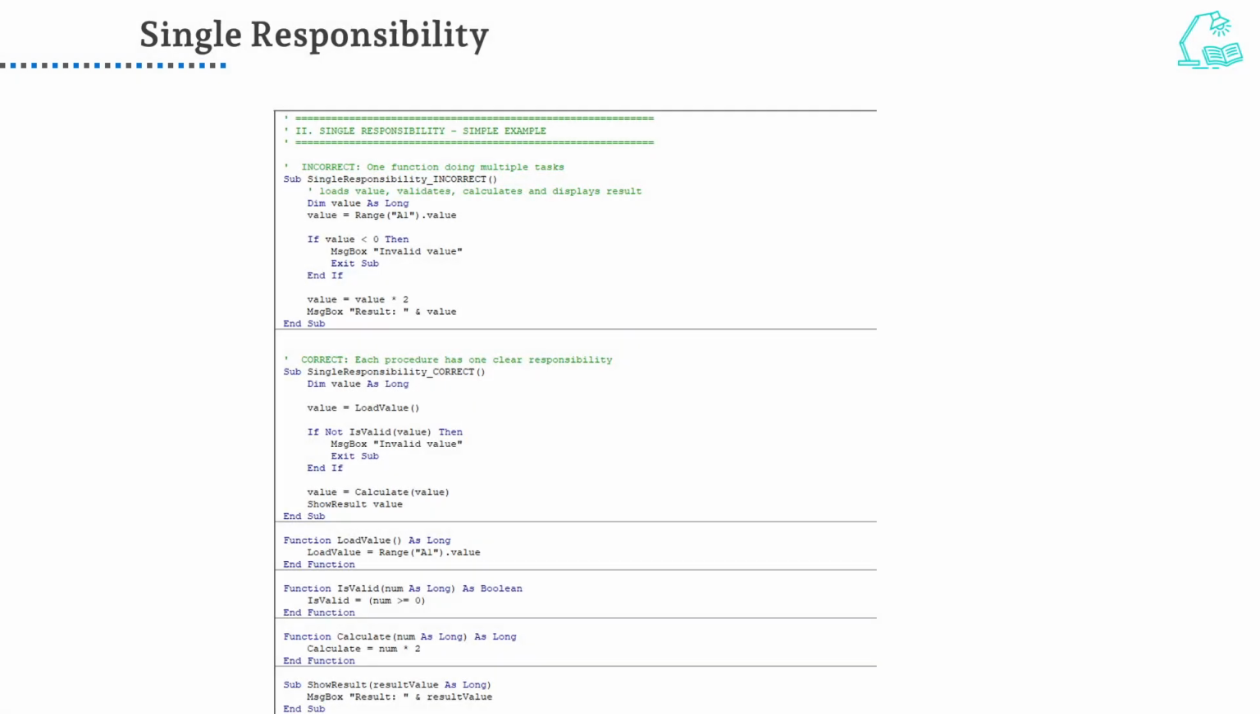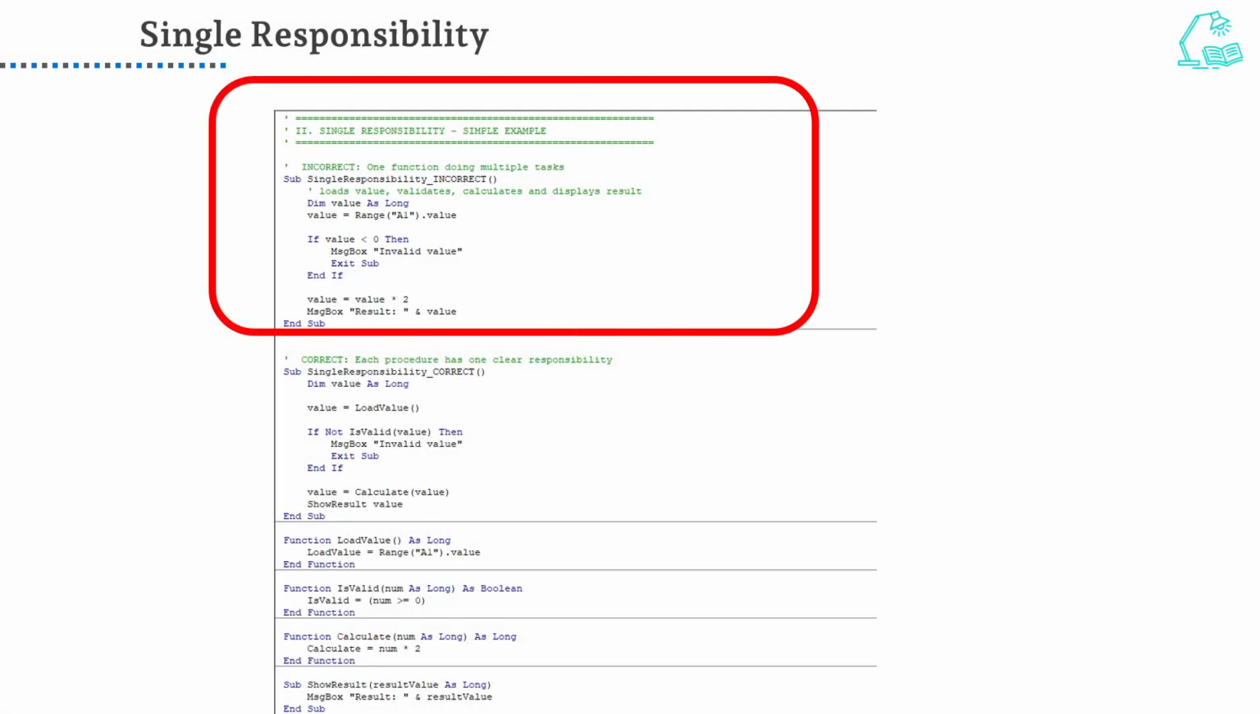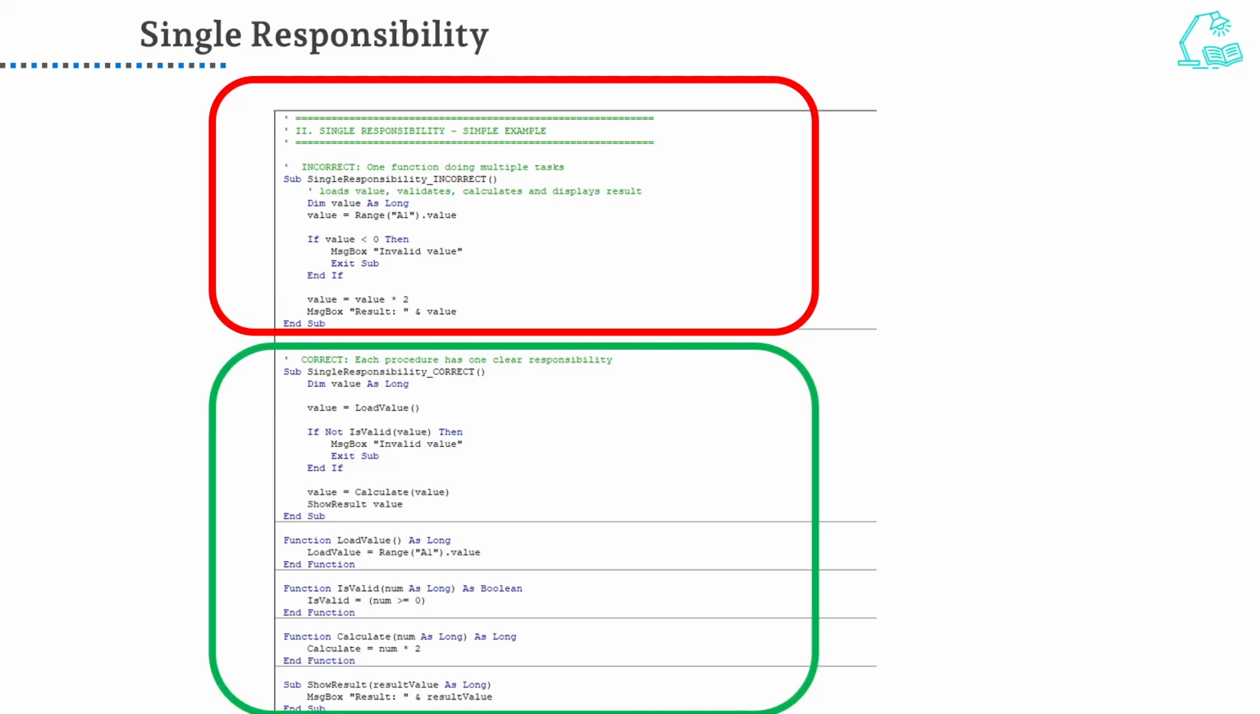Single responsibility. The incorrect example contains one procedure performing 4 different tasks. It loads data, validates it, calculates a result, and displays it. This creates a long and tightly packed block of code. In the correct version, these actions are separated into small, focused functions: load value, eval, calculate, and show result. This makes the flow easier to follow and each part easier to modify or reuse.